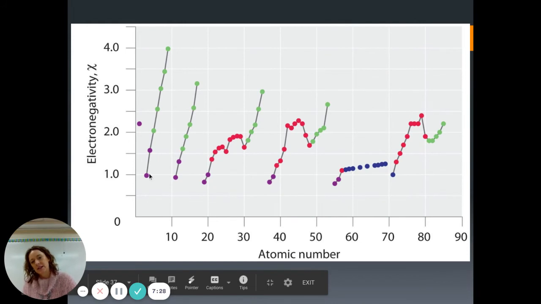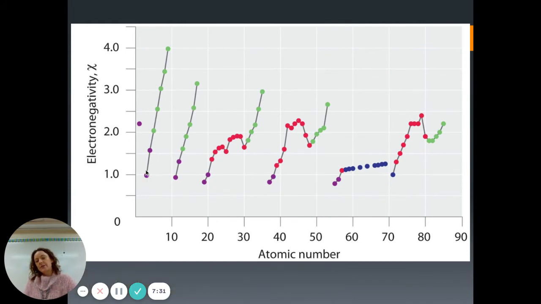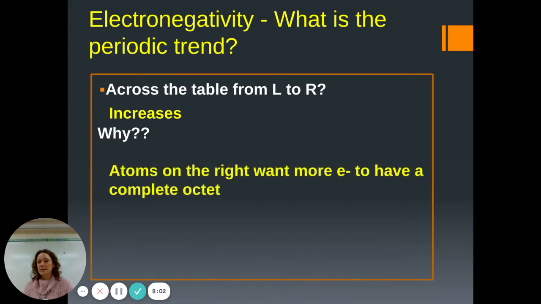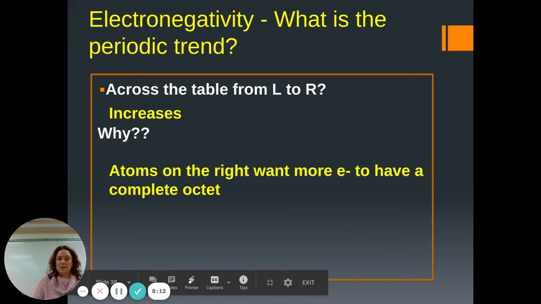Okay, so let's make sense of this again. If I look at this line, this is going left to right. As I move across left to right on the periodic table, those atoms want more electrons. Their electronegativity increases. It's like, I like those electrons. As I move down a group, electronegativity decreases. So let's summarize this. Left to right increases. Why? They're so close to the octet rule being satisfied, right? Atoms on the far right of the periodic table want more electrons to have a complete octet. So electronegativity is how much it wants more electrons.